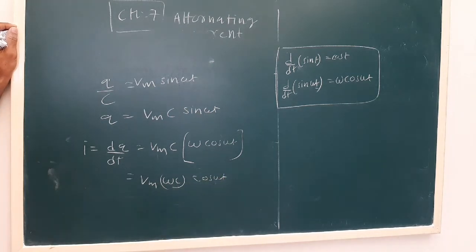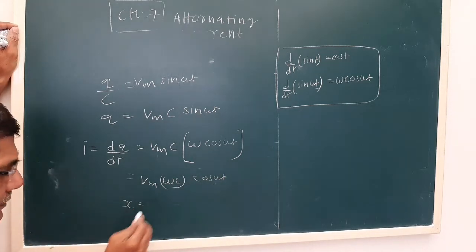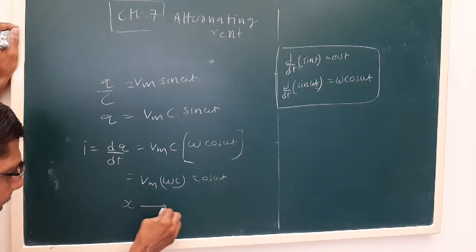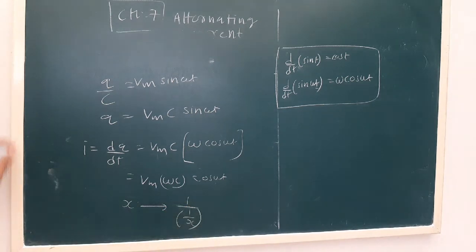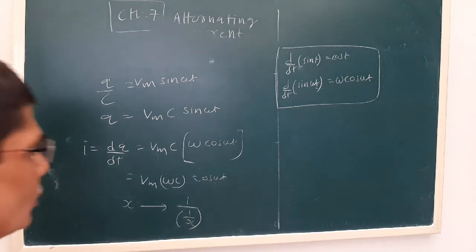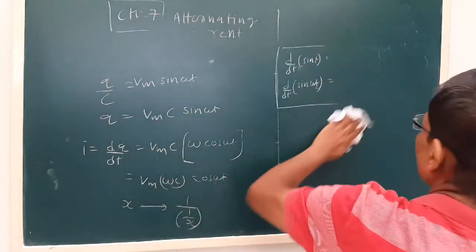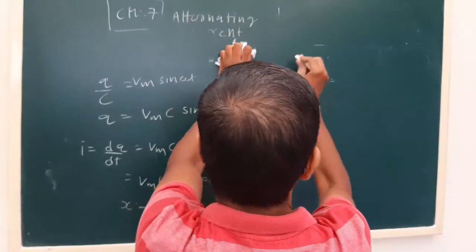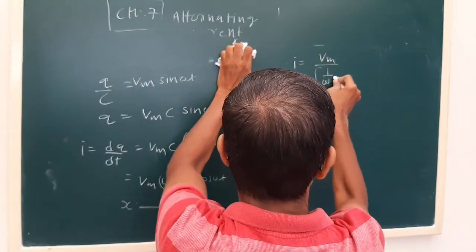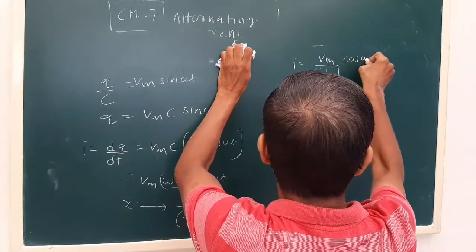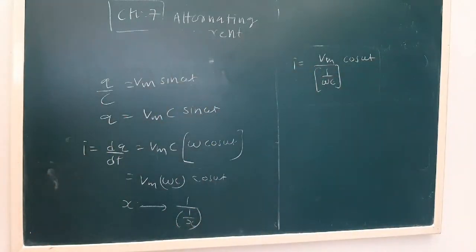Now see the interesting thing here. Let us say x is there. We can write it as a reciprocal, 1 upon x. See, the value remains the same. So here this I is Vm upon 1 by omega C, cos omega t, same as I discussed.